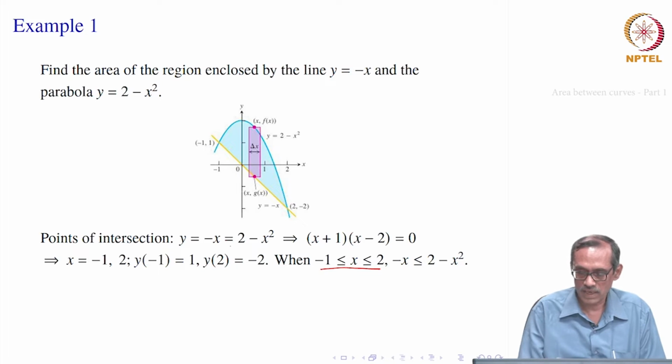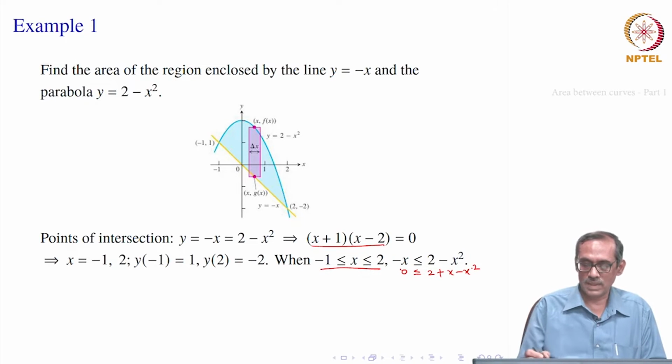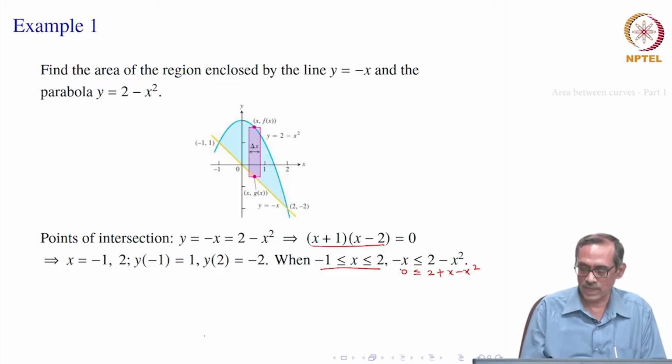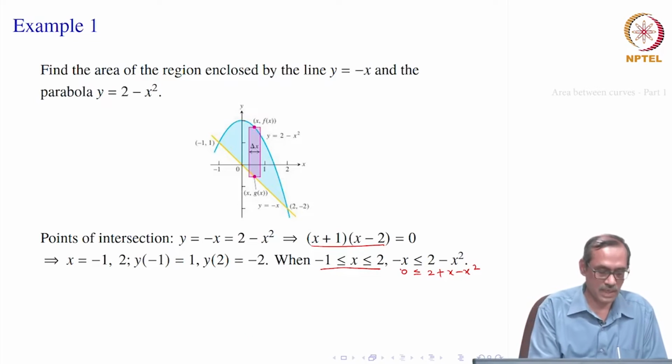Since it is really (x plus 1) into (x minus 2) equal to 0, this x plus 1 into x minus 2 is the expression here. So, you can say 0 is less than or equal to 2 plus x minus x square. Once that happens, that means our curve f of x, which is the parabola y equal to 2 minus x square, is greater than or equal to the curve which is the straight line y equal to minus x. So, this condition is satisfied.